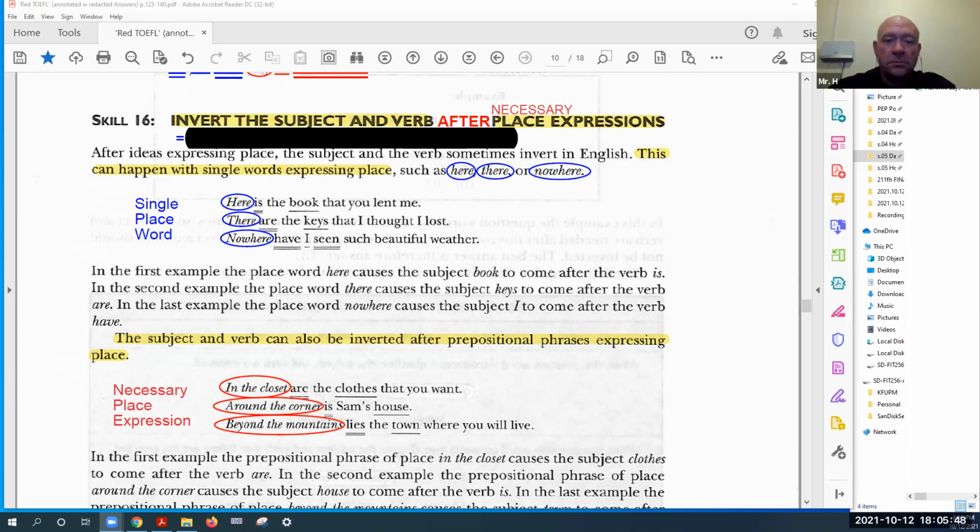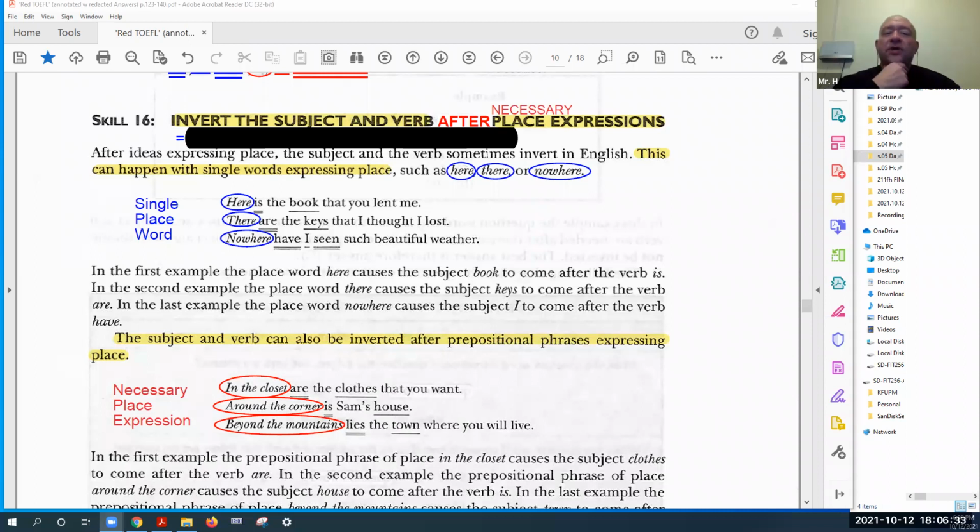Rita, can you read what's the name of skill 16? Invert the subject and verb after place expression. But read it very carefully and don't skip the red words. Invert the subject and verb after necessary place expressions. You know the meaning of necessary, right? It's the opposite of optional, right? If something is necessary, it is not optional, okay? You must have it. You must see it. You must use it, okay?